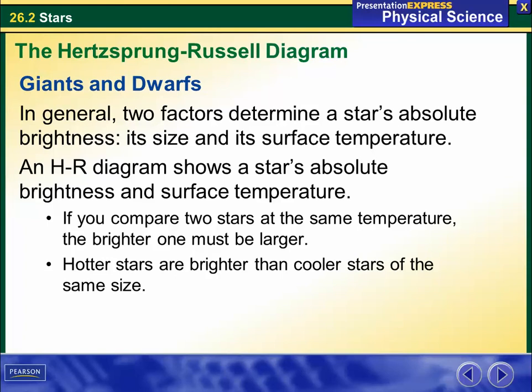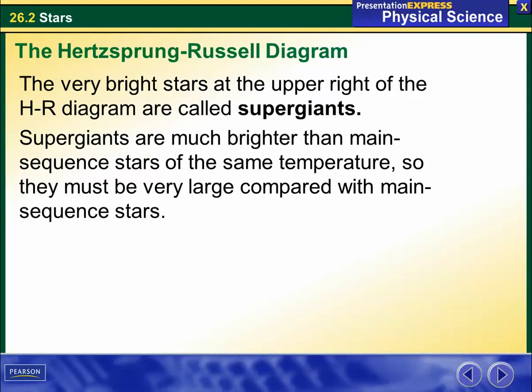Again, you have two stars, they're the same temperature. If one appears brighter than the other, or if the one has an absolute brightness higher than the other, then it has to be larger because it's based off of the mass as well. Hotter stars are brighter than cooler stars of the same size. So again, if there's two stars, if they're the exact same size, and we can see that one's brightness is less than the other, we can assume the less bright one is cooler than the more bright one. So we're just making some comparisons there on what that graph is showing us.